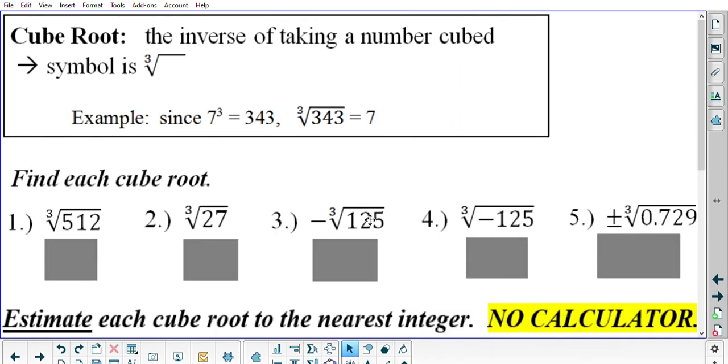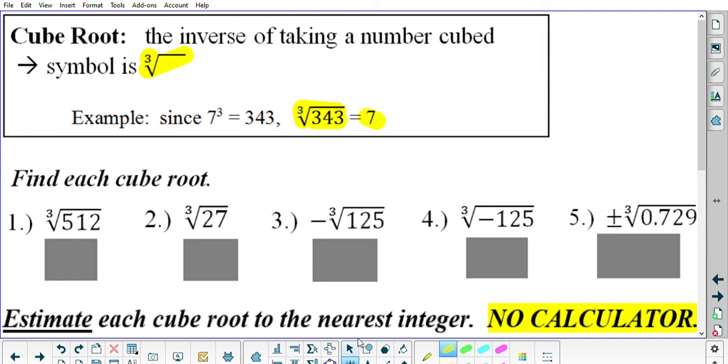Before I get to 1 through 5, let's talk about cube root. Cube root is kind of like square root. It's the inverse of taking a number cubed. And the symbol for it is kind of like the square root symbol, except you have this 3 on the corner of what would have normally been the square root symbol. So this is the symbol for cube root. So, quick example: since 7 to the third power equals 343, then the cube root of 343 would equal 7.